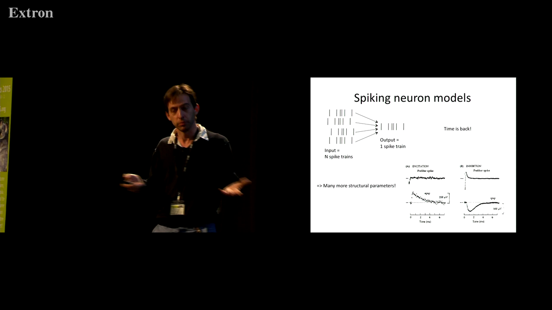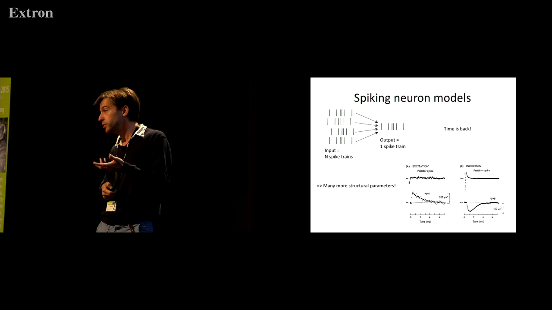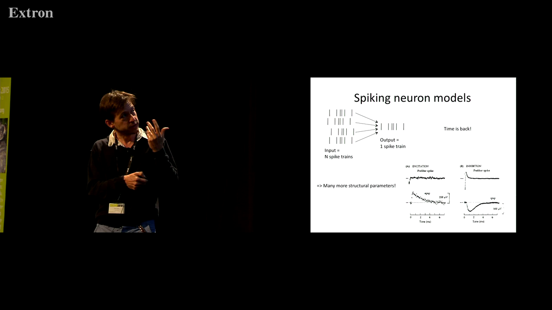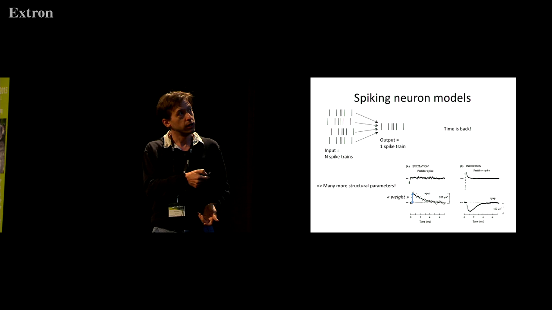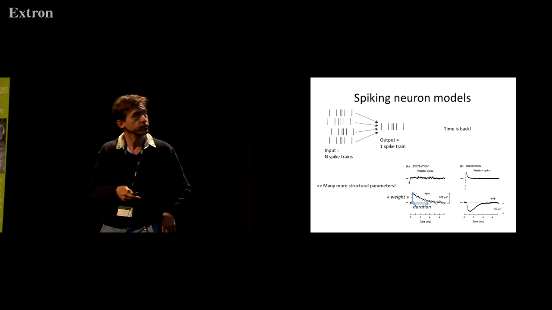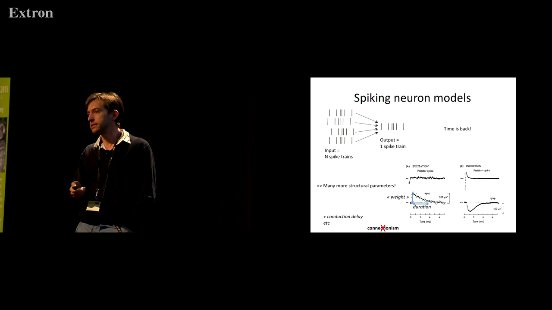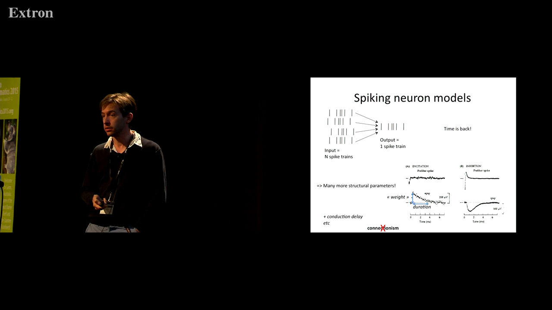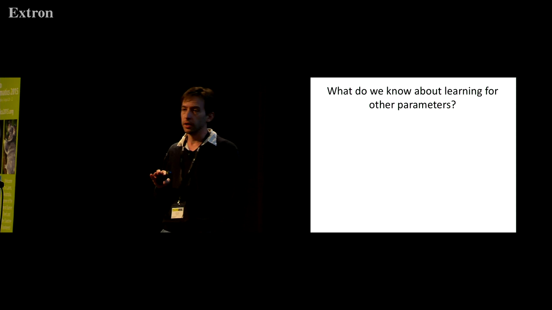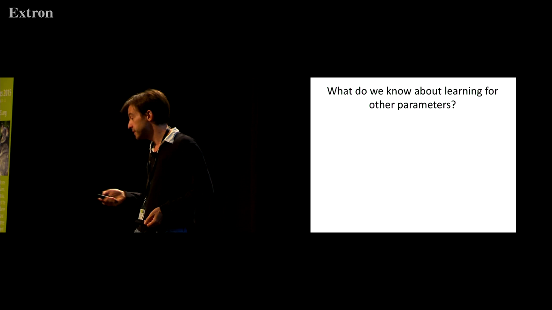For example, if you look at the response of a neuron to a presynaptic spike, you have a response that is a function of time, so an entire function, in particular one that you can characterize by the amplitude, but also by the duration and any other aspect that you may think of. For example, conduction delay and other things. So that implies that classical connectionism, at least in its basic form, does not work anymore for this kind of model. It's not just the synaptic strengths that are important. But what do we know about how these other parameters, which are many, are learned in biological systems? The quick answer is next to nothing, probably.